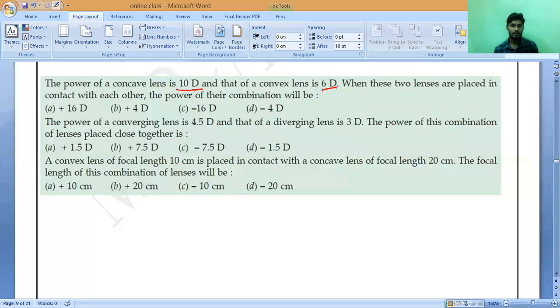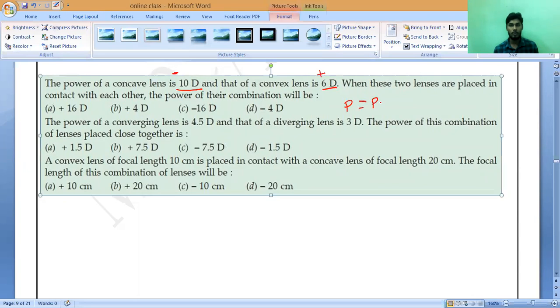How is it? Concave lens is minus 10D, sir. Convex lens is plus 6D, sir. Power of the combination P is equal to P1 plus P2. So which is equal to minus 10 plus 6D. Minus 4D. Very good.